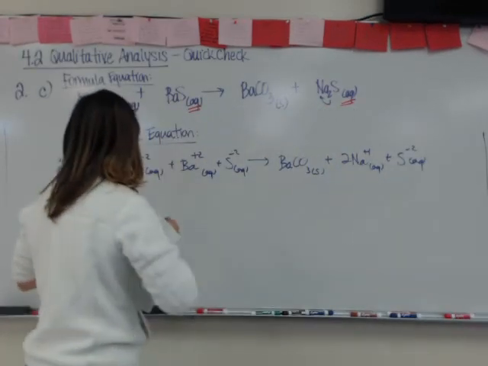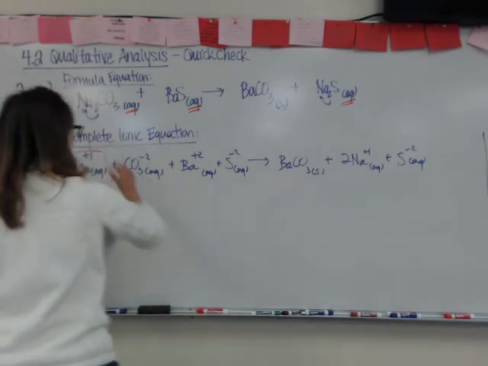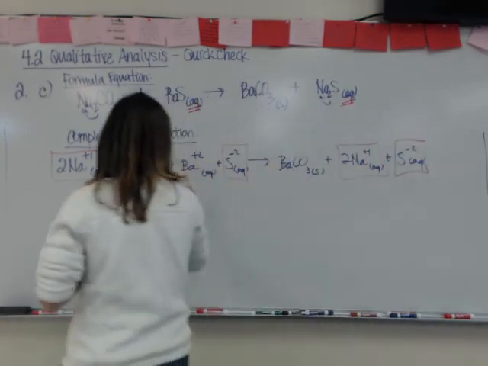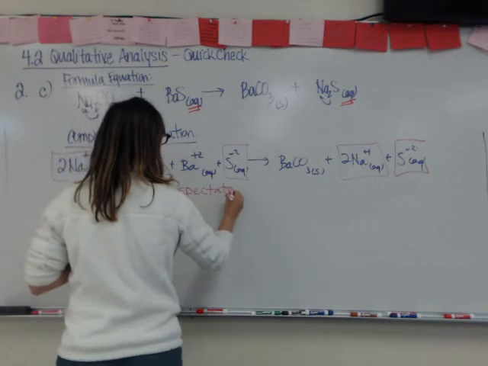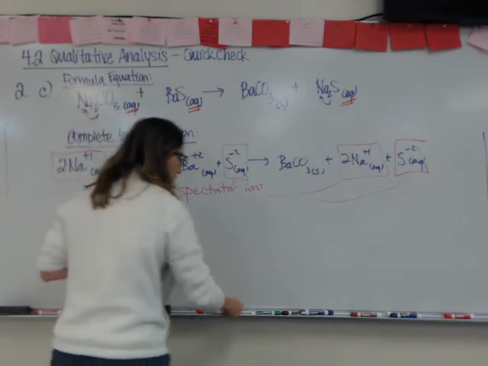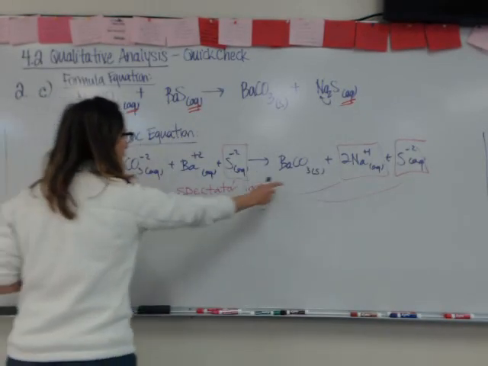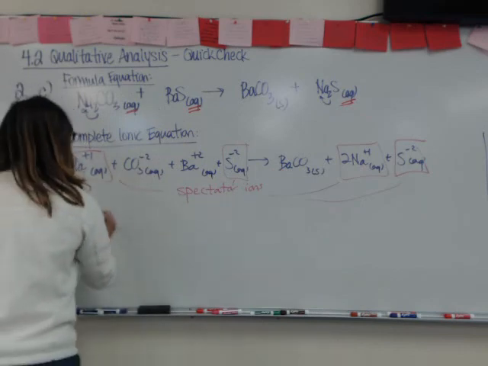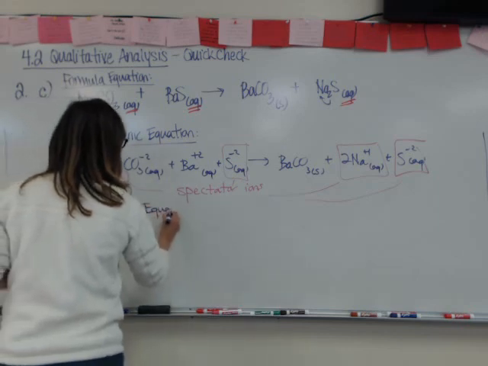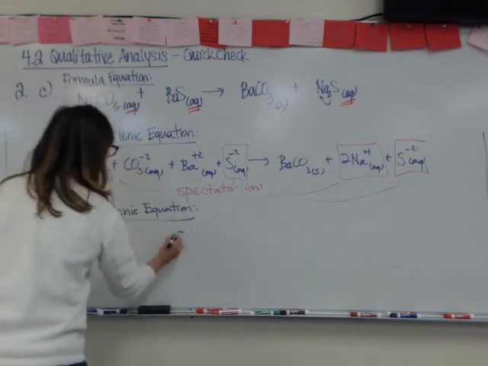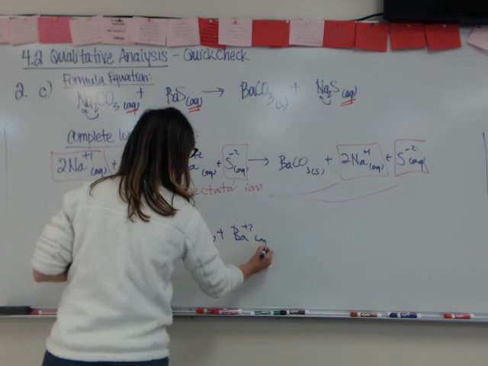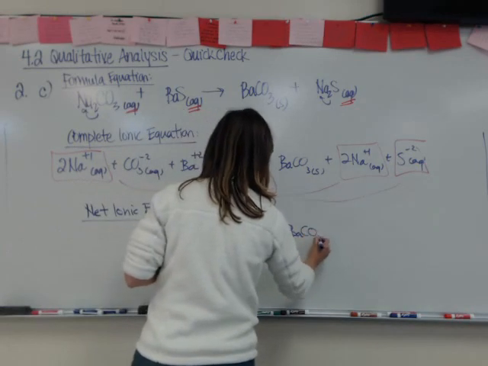Now, remember, whatever is identical on the reactant and the product side, we're going to cancel those out because those are my spectator ions. Okay, they watch the reaction taking place. They don't actually participate. The ions that are participating are barium and carbonate to make my barium carbonate solid. So, for my net ionic equation, I'm going to have my carbonate combining with my barium to give me barium carbonate.